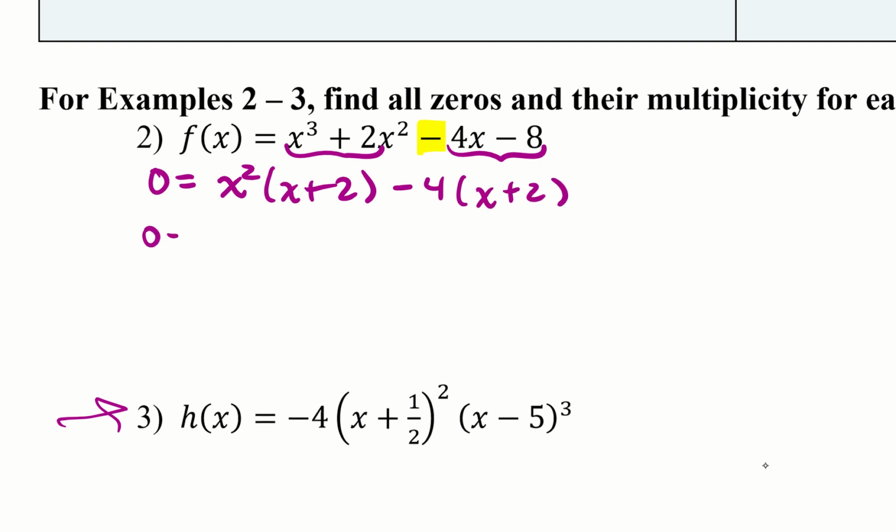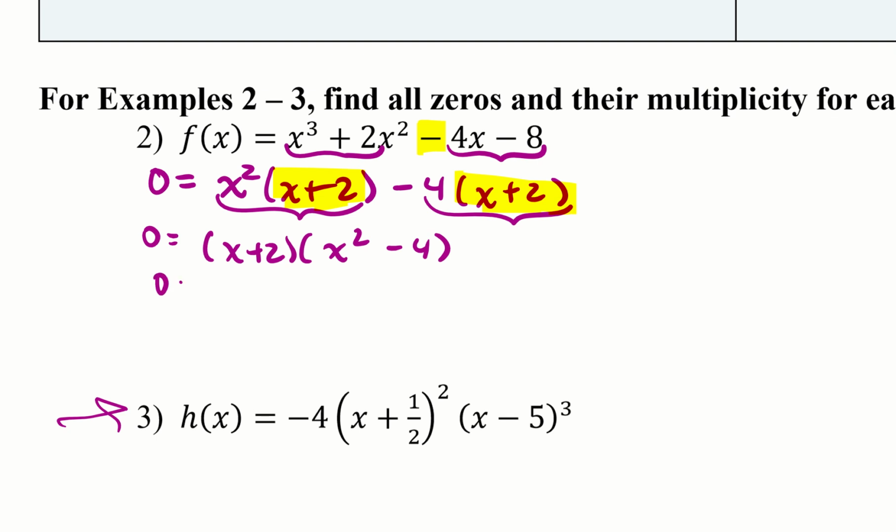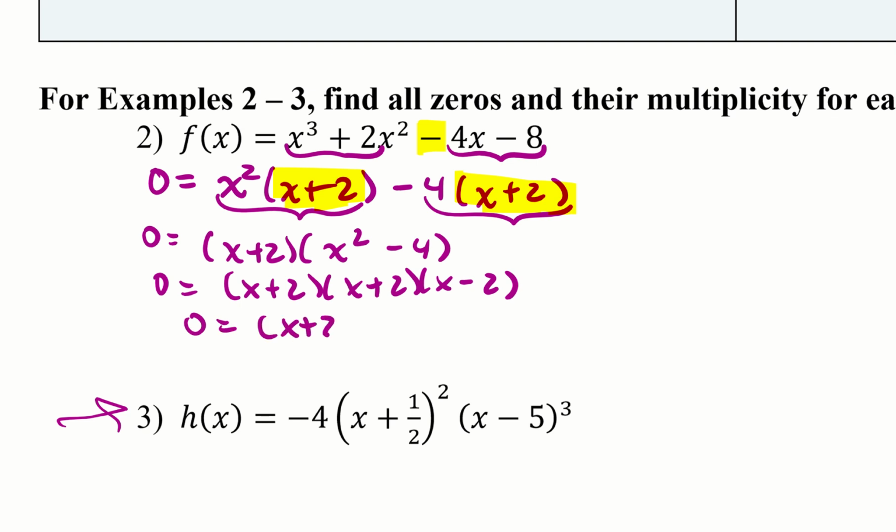And now I can see, if I think of this as the first half and the second half, each of these has a GCF with a factor of x plus 2. So I'll factor that x plus 2 out, leaving me with an x squared minus 4. And the x squared minus 4 can be factored as the difference of 2 perfect squares, as x plus 2 and x minus 2. A different way to write this could be x plus 2 quantity squared, since that factor shows up twice. So I really have 2 distinct zeros.